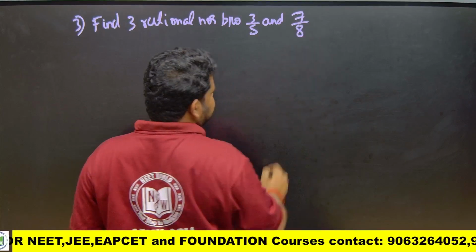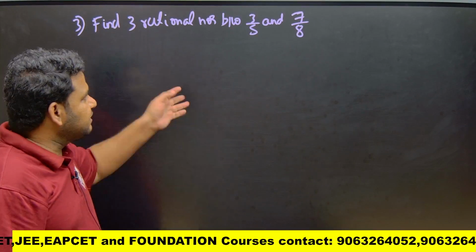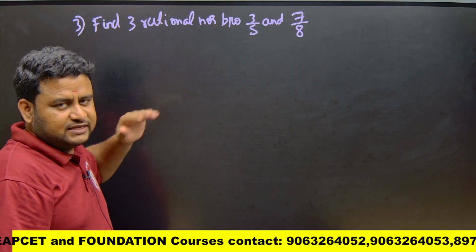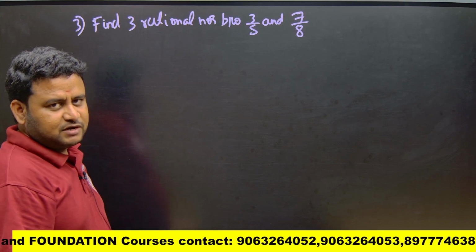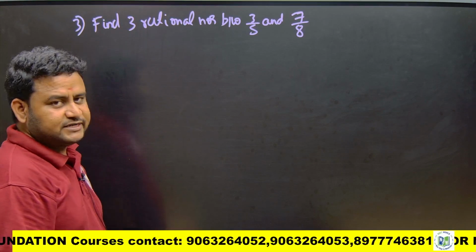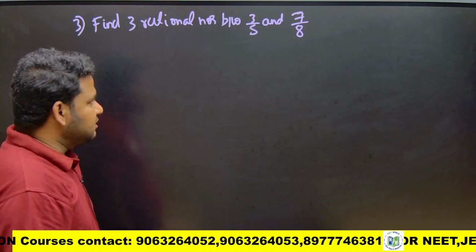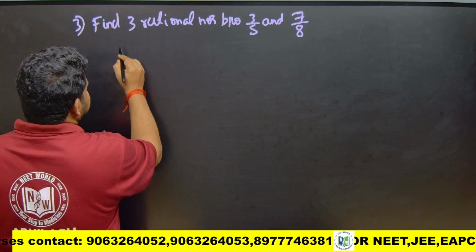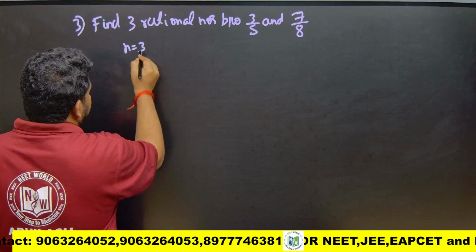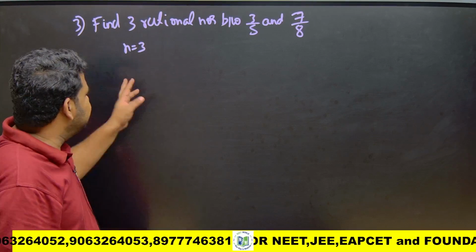Here you have to focus very much, because I will tell you one more method where you can find any number of rational numbers. First, let us use the method which I have used for NCERT type of questions. Here 3 rational numbers means n will become equal to 3.